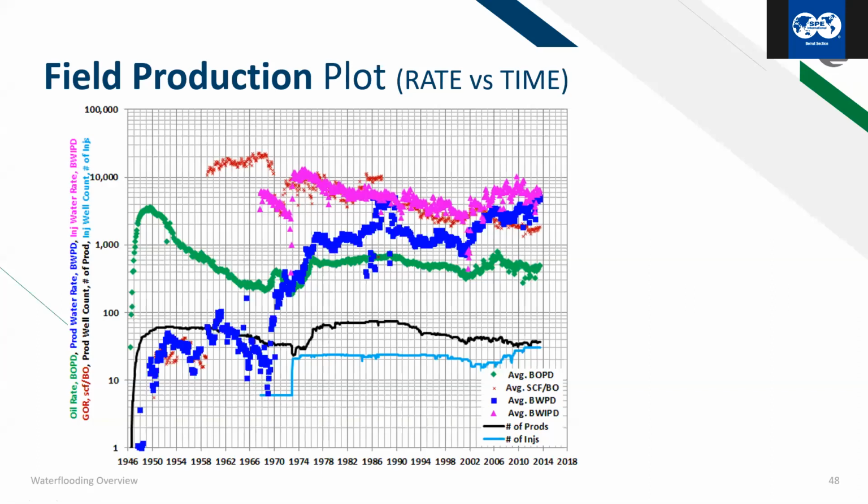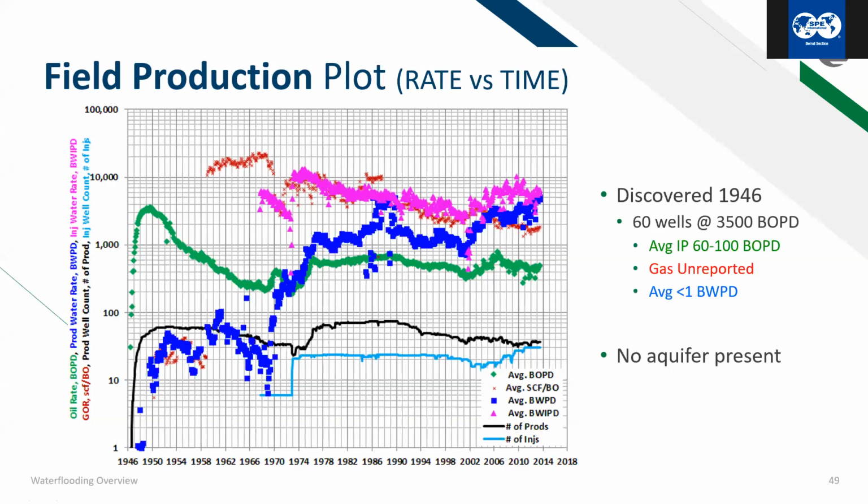This is for a field actually in the U.S. in the Permian region, and it's a carbonate reservoir. And I'm just going to go through and step through the things that we can pull from this plot. So you can see just looking at the timeline at the bottom that it was discovered in 1946. In the first 5 years, they drilled 60 wells, and they peaked out production at about 3,500 barrels of oil per day, which means that those wells were averaging somewhere between 60 and 100 barrels of oil per day.